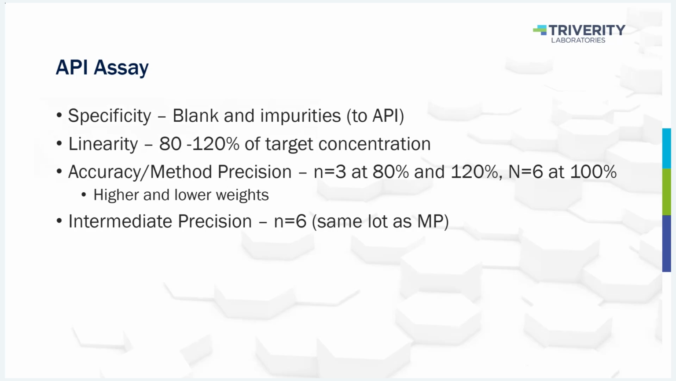So the way that we apply this, you can't spike a pure substance. We can't spike the API onto the API. So we manage this by reducing the weight and increasing the weight. So if our target weight is 100 milligrams, we are weighing 80 and 120 milligrams for those lower and higher levels. And then intermediate precision is an N of 6 of the same lot, and we're doing that comparison of the average for a percent difference, or we're doing pooled RSD between the two of them.